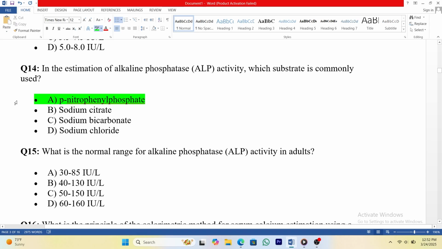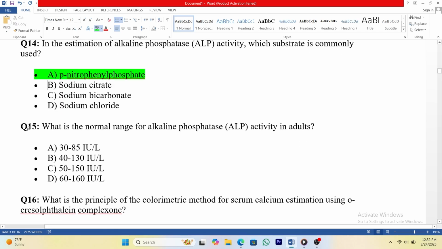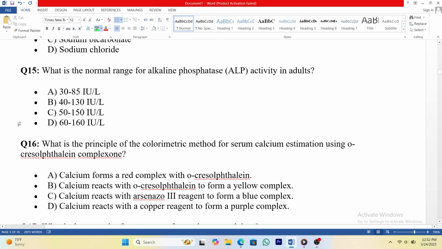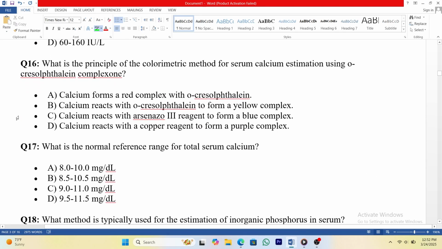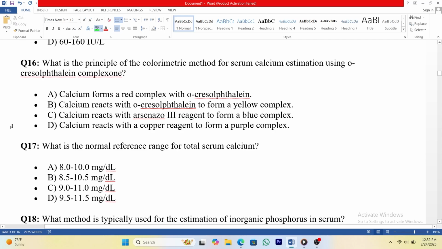A. 30 to 85 IU/L. B. 40 to 130 IU/L. C. 50 to 150 IU/L. D. 60 to 160 IU/L. Answer: B. 16. What is the principle of the colorimetric method for serum calcium estimation using ocre-sulfaline complexone?